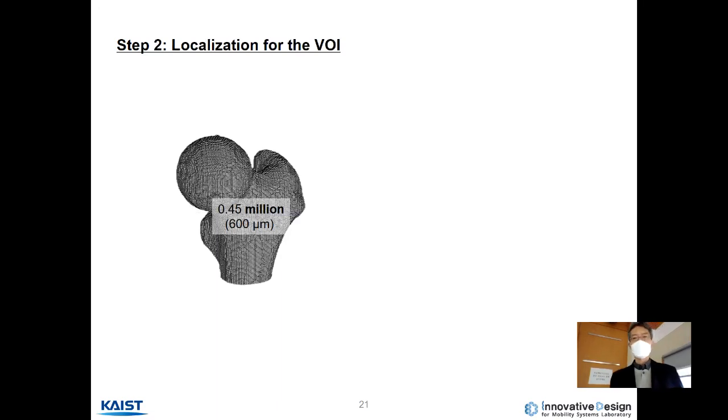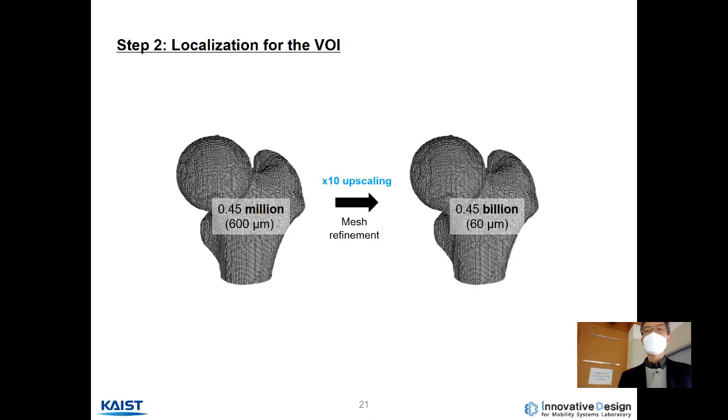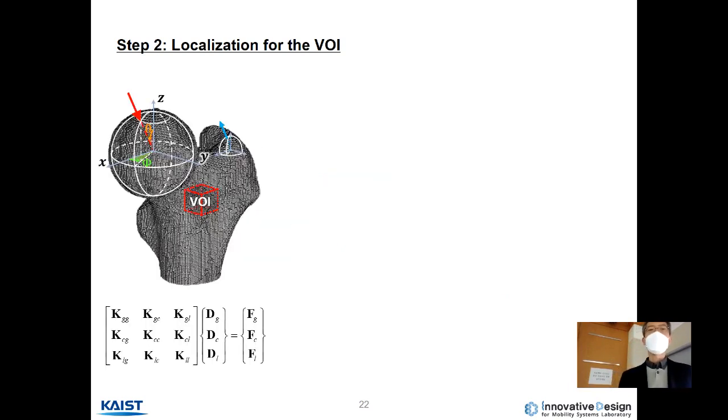The second step is localization. When we have only 600 micrometer resolution, we have 0.45 billion. So this is acceptable. But if we consider 10 times upscaling to acquire 60 micrometer, then it leads to 0.45 billion. So it is practically unaffordable. So how can we solve this problem? Our solution is localization.